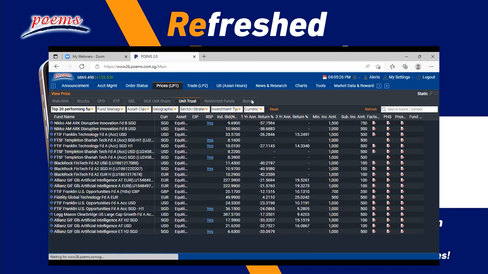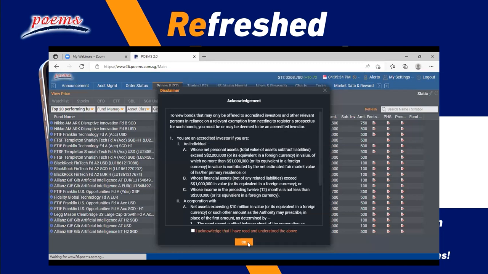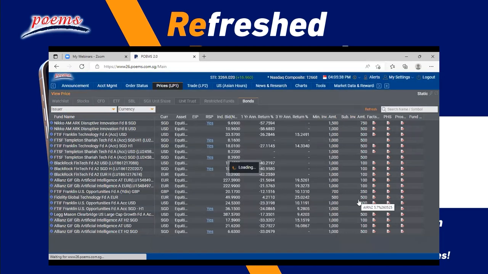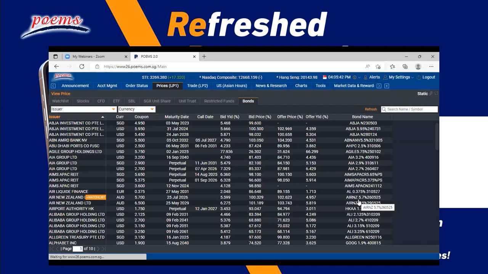And the last one will be the bonds. So you can trade the bonds that you are interested in the retail market. Otherwise, if you want to subscribe to a certain government bond or something, you might need to subscribe through your bank portal. So you can look through the bonds that you are interested to subscribe to, as well as their respective coupon rate.